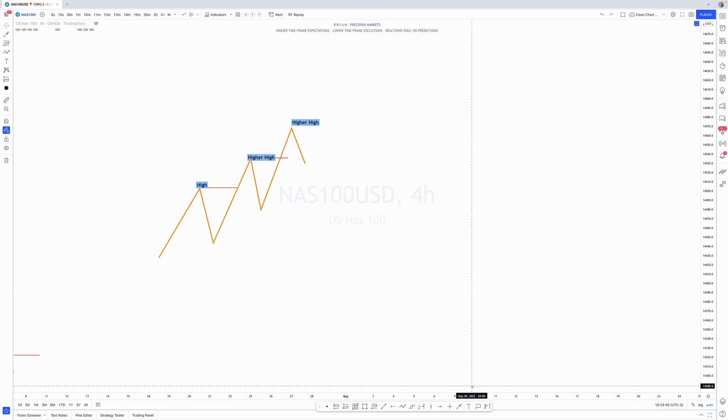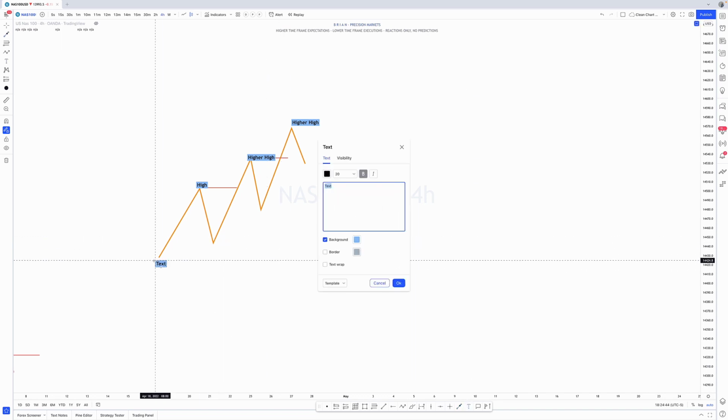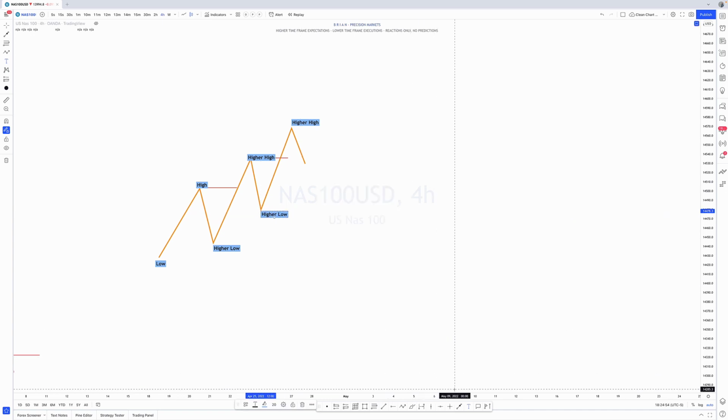For all the points that are underneath, this point would be considered a low. This would be considered a higher low. This also would be considered a higher low. So when you measure those points, from that low to the higher low, we've gone higher in price. From that higher low to that higher low, it's still a higher point. So that's where we get the term higher low.